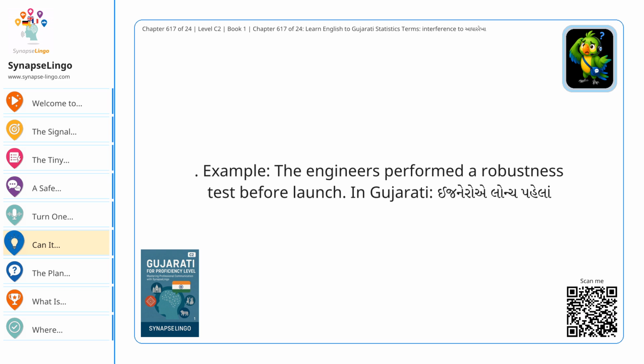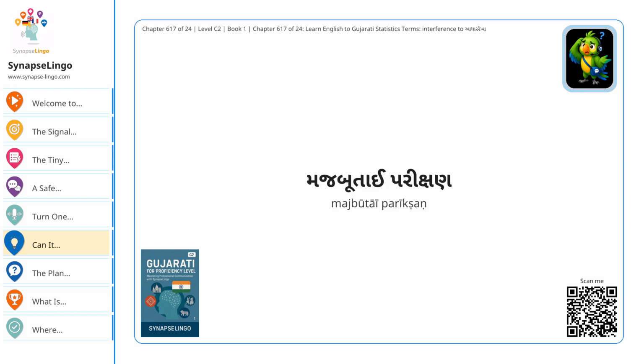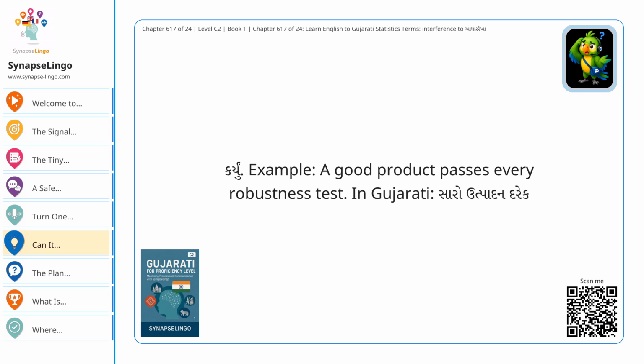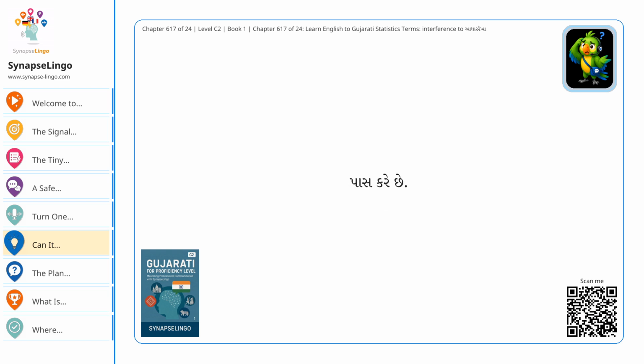Example. The engineers performed a robustness test before launch. In Gujarati, Ijanero Lanka Pahelam मजबूताई परीक्षण. Karyam. Example. A good product passes every robustness test. In Gujarati, Saro Utpadana Durika मजबूताई परीक्षण. Pasa care che.